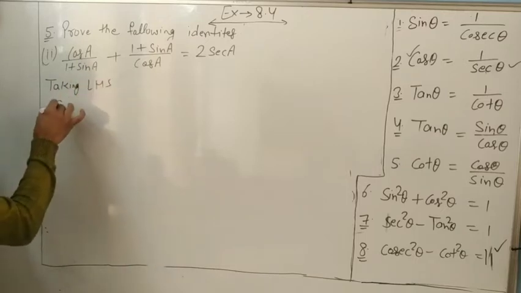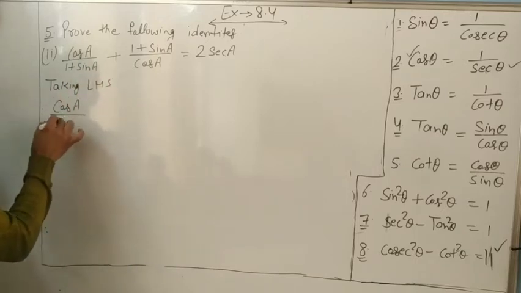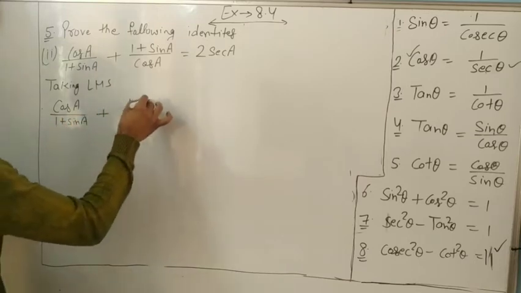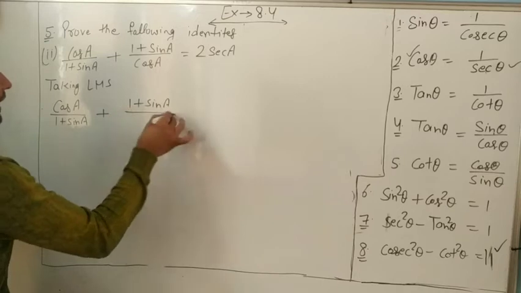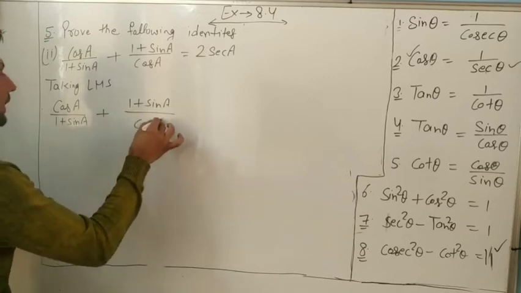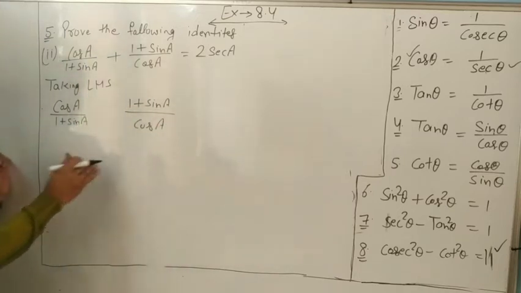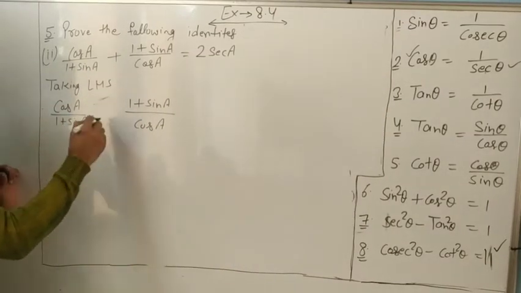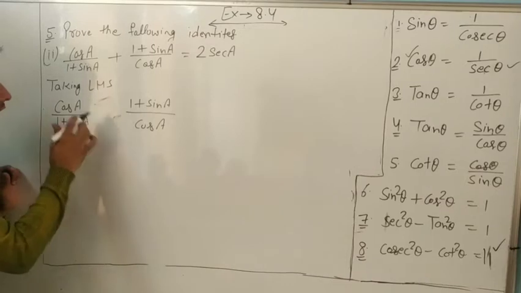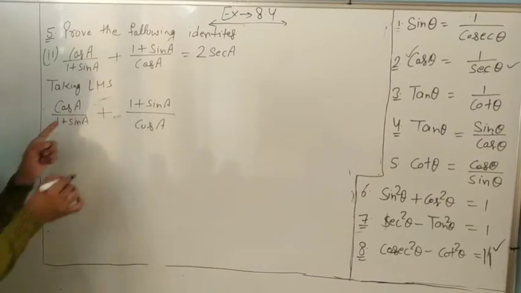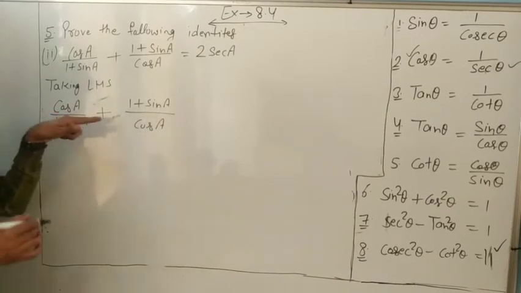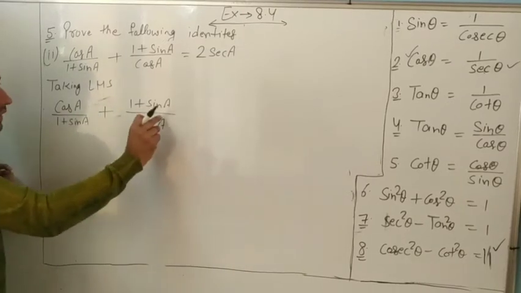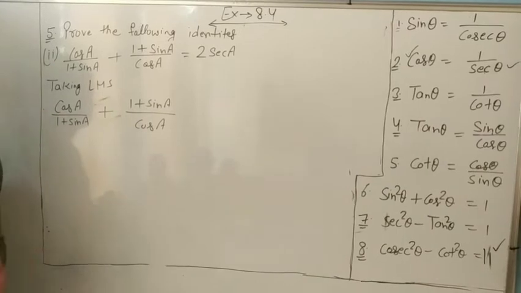So cos a divided by 1 plus sin a, plus 1 plus sin a divided by cos a. And always remember, whenever there is a plus or minus in the middle, some students write it here, which is wrong. Always write it in the middle, in the line. Here is the division sign. All three are in line.